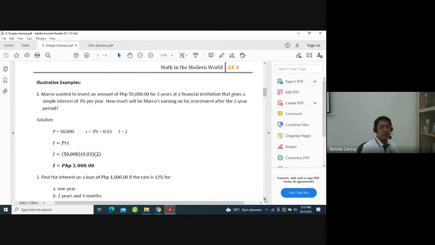You can start answering letter A. Find the interest of a 1,000 pesos loan if the rate is 12% for 1 year. And then you can start answering letter B after that. The same amount of loan, 1,000 pesos, and the rate is 12%. This time for 2 years and 3 months.